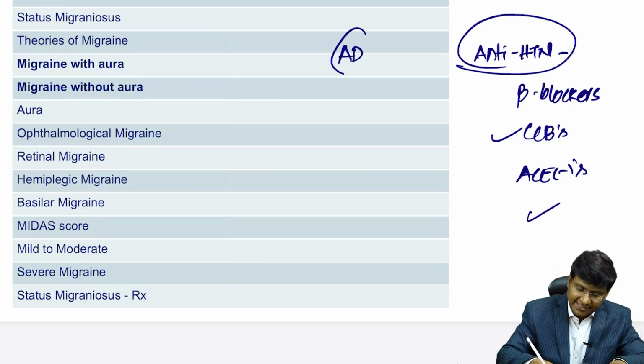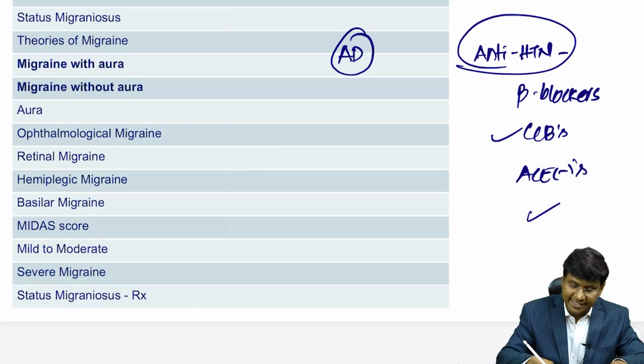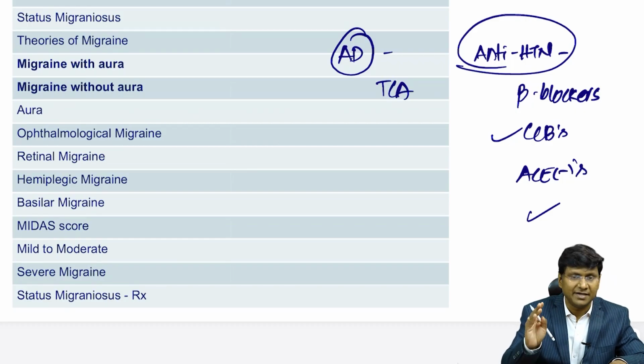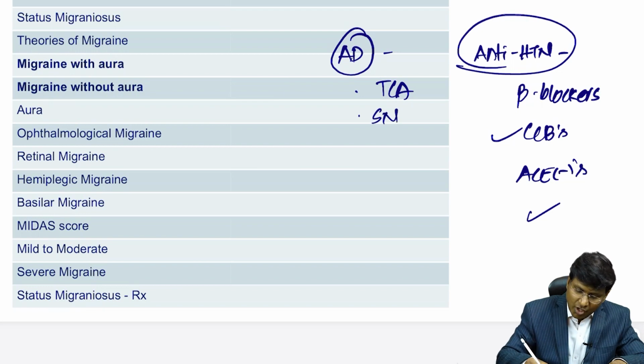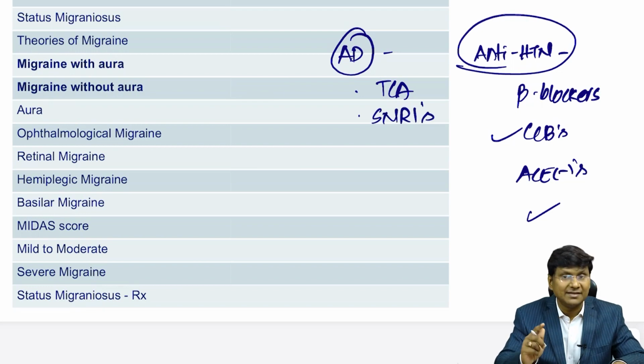Then followed by that, antidepressants. Examples of these antidepressants include the tricyclic antidepressants like amitriptyline, nortriptyline, doxepin, right? And then followed by that, another important group of antidepressants are selective norepinephrine reuptake inhibitors, and the example is venlafaxine.